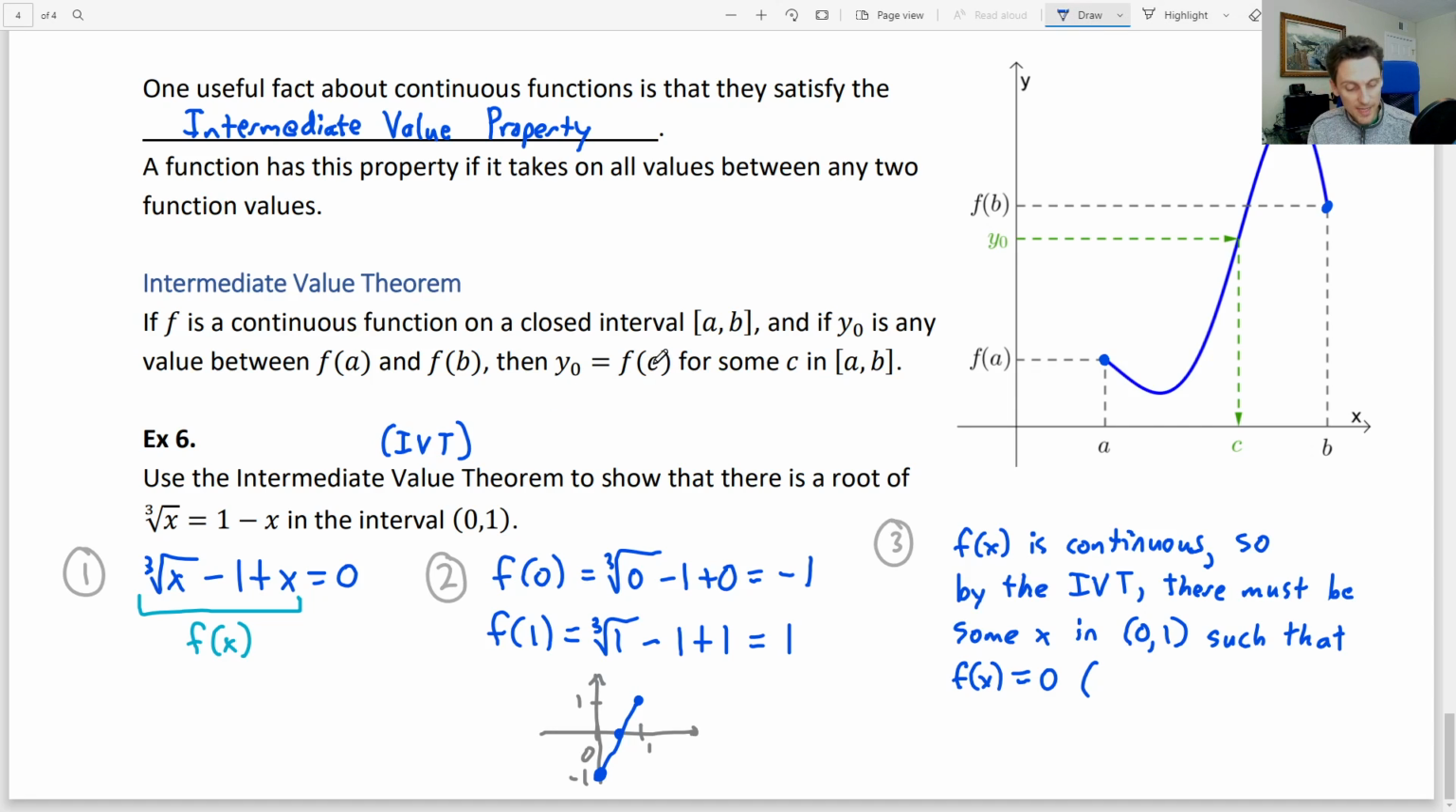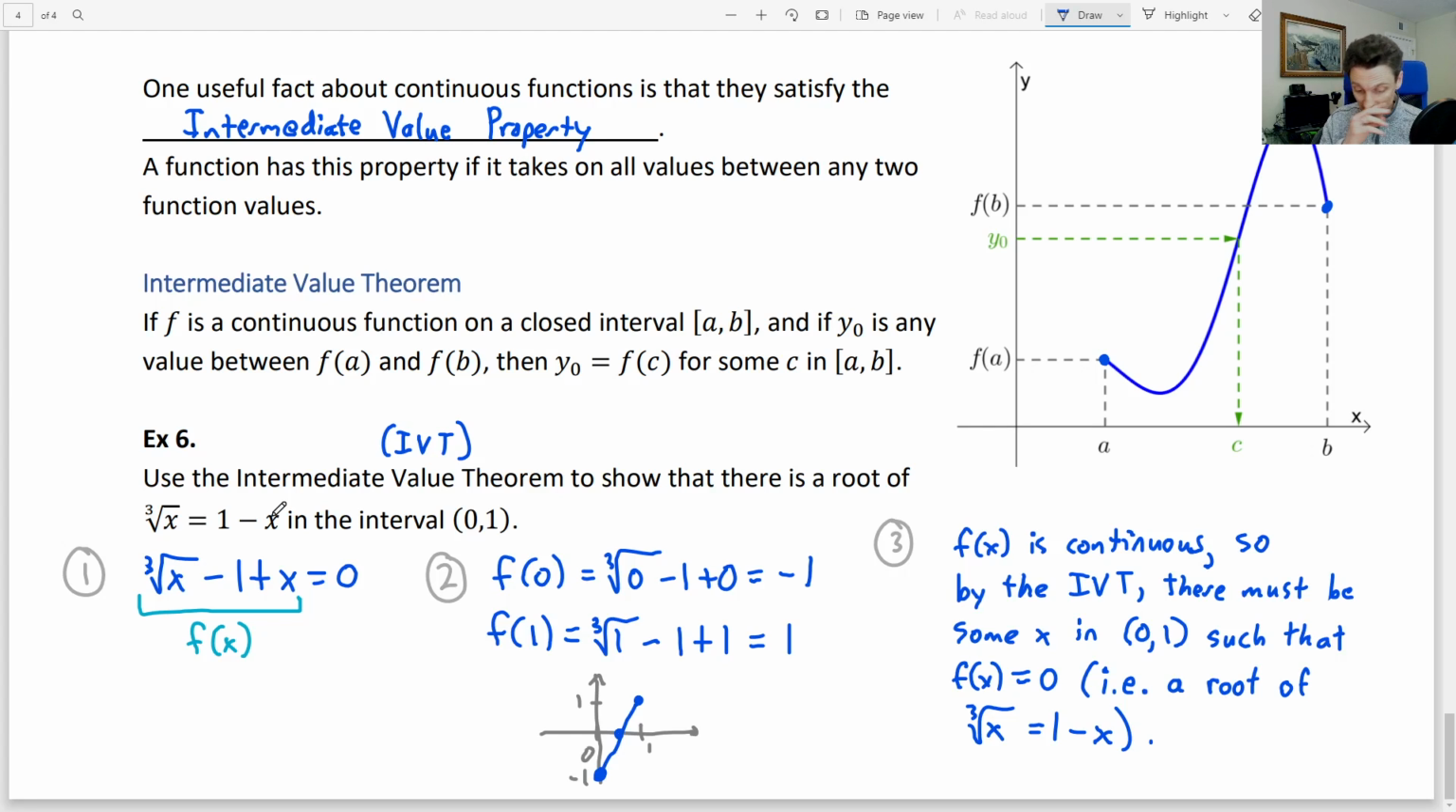c would represent that x value, but we don't exactly know what c is, so we just don't find it. We don't find that x value that makes the function equal to 0, but it's there somewhere. And that shows then that there has to be some x value that satisfies this equation. That's a root of this equation. So in other words, tying it back to our original question, we've found a root, or we know that there has to be a root, we haven't actually found it, of the equation cube root of x equals 1 minus x.